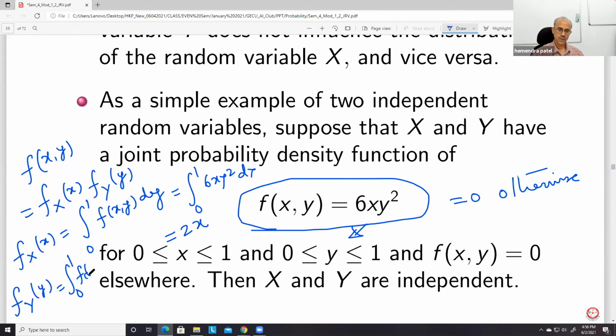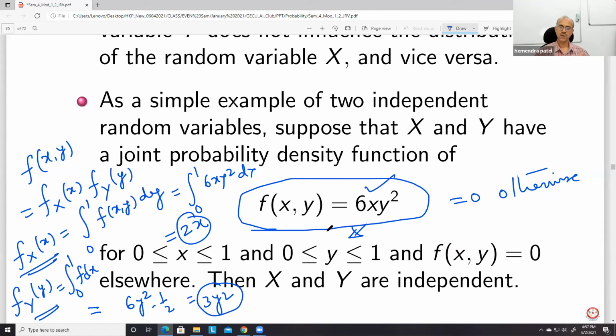Okay. And similarly, you can check f_Y(y) is equal to the integral from 0 to 1, this time dx. If you integrate this with respect to x, this will be 6y squared times x squared by 2, which has value 1 by 2. So this is 3y squared. Now you can see that if you multiply these two values, 2x and 3y squared, this is equal to 6xy squared, and therefore they are independent.